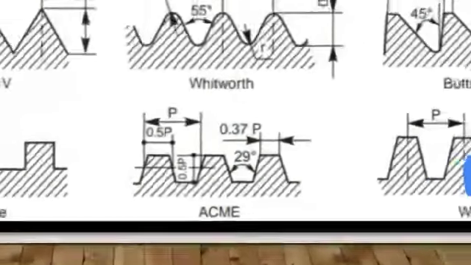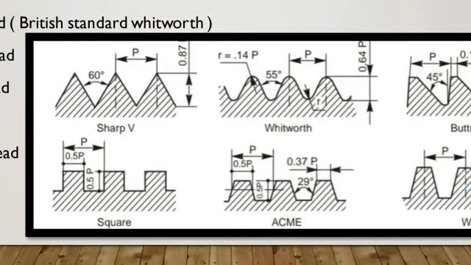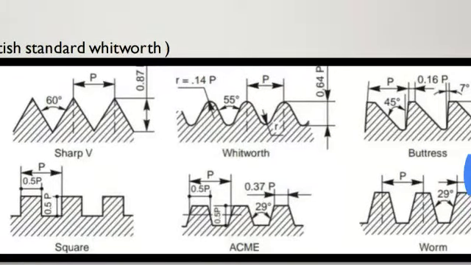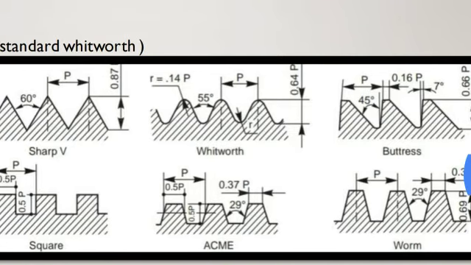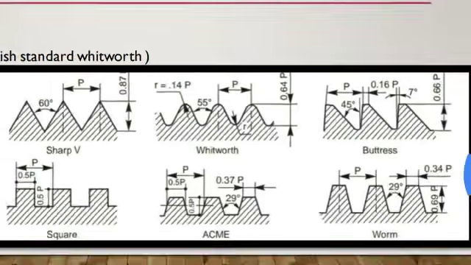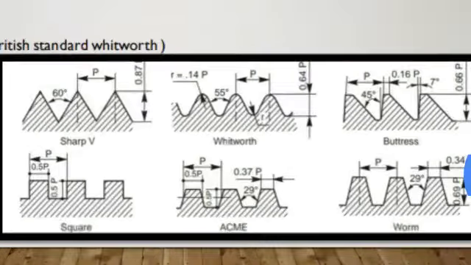The height is 0.5 times of the pitch. In the square shape also, the height is 0.5 times of the pitch. But in V and Whitworth it is 0.87 and 0.64, and in buttress 0.66. These are all the heights you have to remember, and these are all the thread angles you have to remember. Why? Because in the external exams they will ask: draw Whitworth profile, draw buttress thread profile, or draw acme thread profile, like that. So you have to draw this.